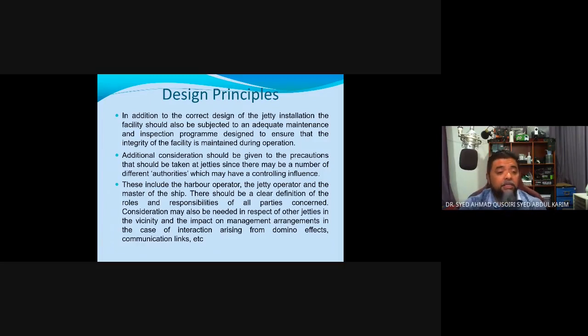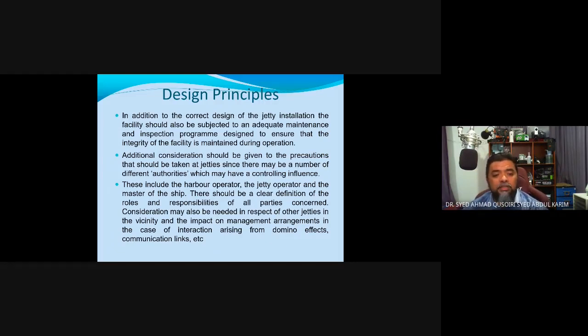So in addition to the correct design of the jetty installation, the facility should also be subjected to adequate maintenance and inspection. A program designed to ensure that the integrity of the facility is maintained. So since some of the jetties will be dealing with vessels that handle a lot of high risk materials, the jetty needs to be periodically maintained and inspected from time to time.